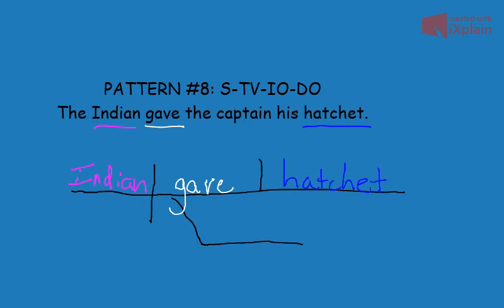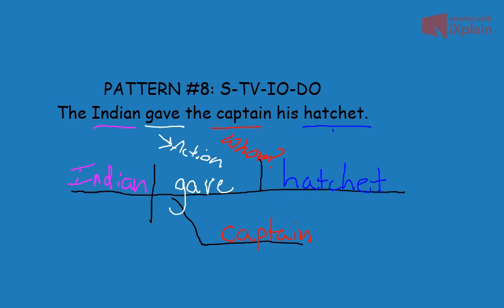It answers to whom, for whom, of whom, to what, for what, and of what. The Indian gave the captain his hatchet. The Indian gave what? The hatchet. So hatchet is the direct object. But he gave the hatchet to whom? Captain. So captain is the indirect object.